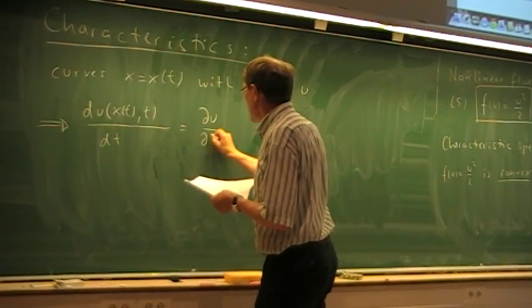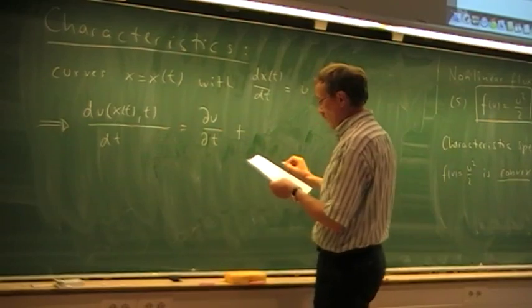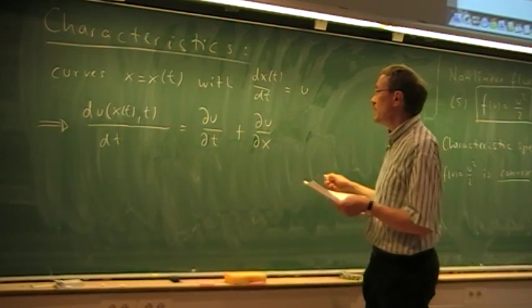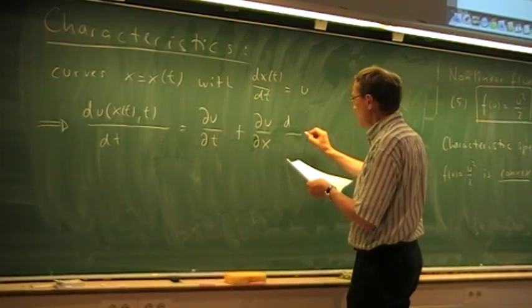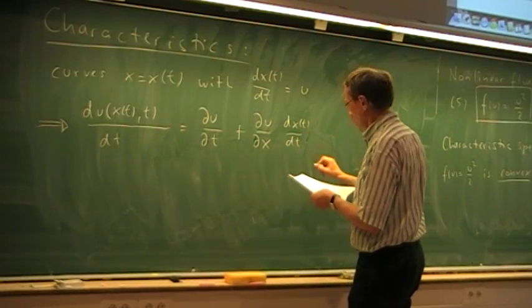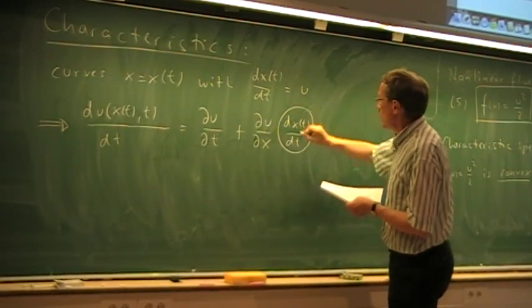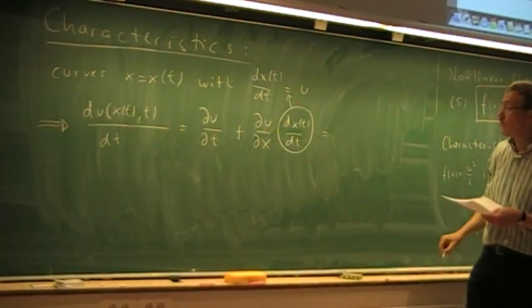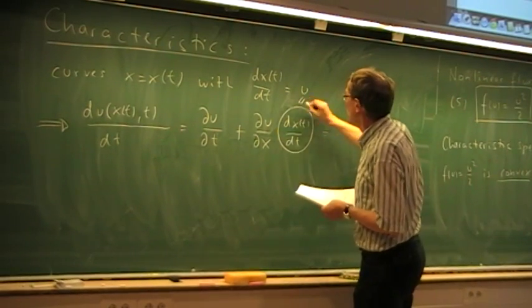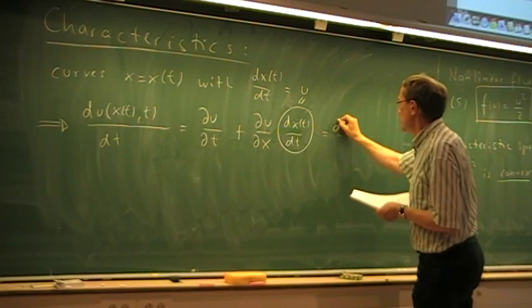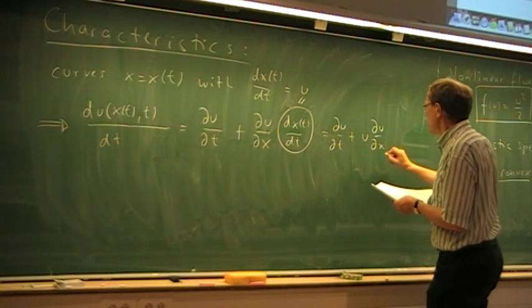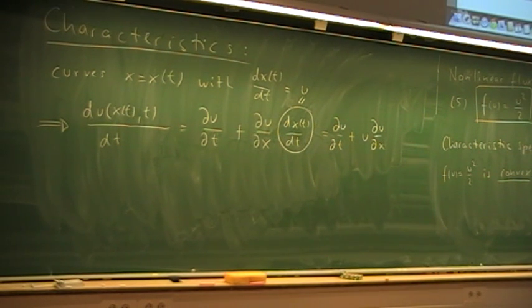We do the derivative with respect to t first, and then we do the derivative with respect to x. But x is dependent on t, so we have to add a dx(t)/dt term. And according to our choice, just above, that is equal to u. So we get du/dt plus u du/dx. And we had assumed that u is the exact solution of the Burgers equation, so this is 0.